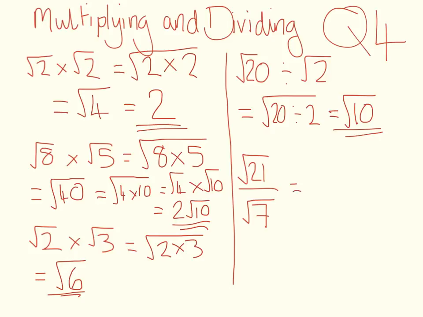Down here, I've just got another way that they might write it. So they've written it as a fraction, but this line you should know means divide. So I've got square root 21 divided by square root 7. Just put it all under the root sign. So I've got the square root of 21 divided by 7. I've got the square root of 3. And again, I can't simplify this because the only square number that goes into 3 is 1, and that would leave it the same.